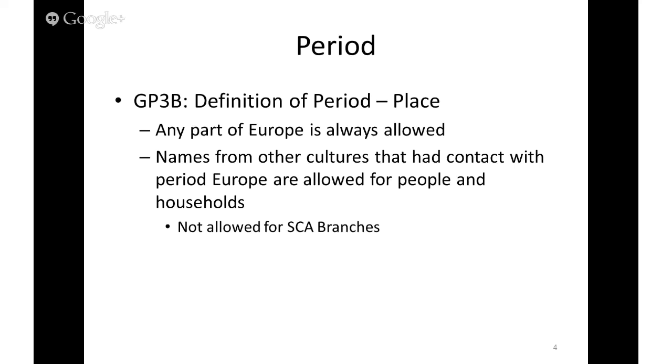The other thing to be aware of, and this is about the only thing we'll comment on non-personal names, is that you cannot name SCA branches using non-European names. And the logic is that the SCA takes place in Europe. If you have a Japanese name and persona, then you're a traveler traveling to Europe. Branches don't get to travel. So even if it's a branch that's located physically in China, it cannot use a Chinese name.